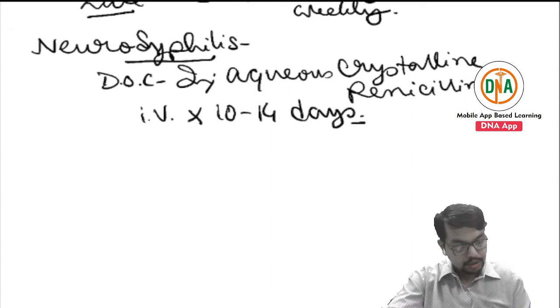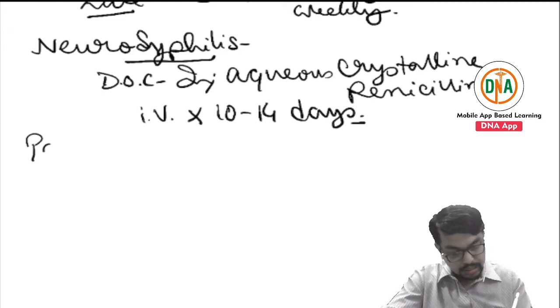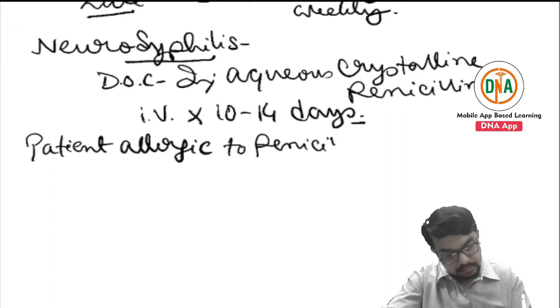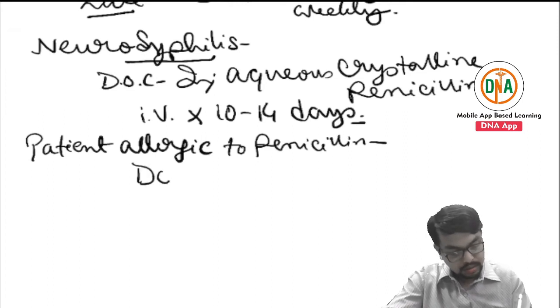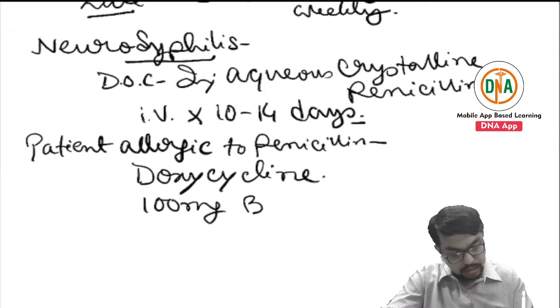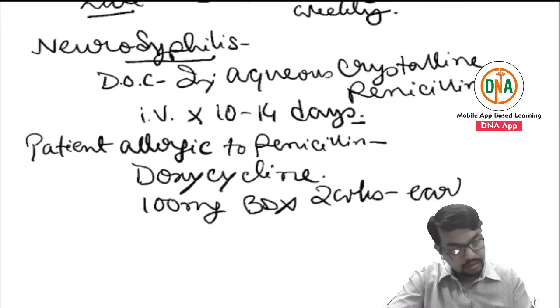Next, those who are allergic to penicillin. See, penicillin is the drug of choice for syphilis until and unless the patient is allergic to it. If the patient is allergic to penicillin, then what we give is doxycycline. 100 milligram doxycycline is given twice daily for 2 weeks in case of early syphilis, for 4 weeks in case of late syphilis.